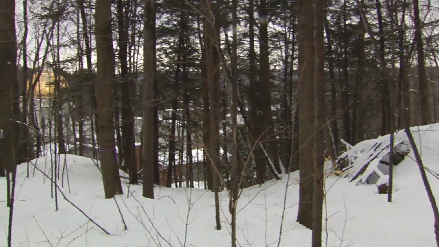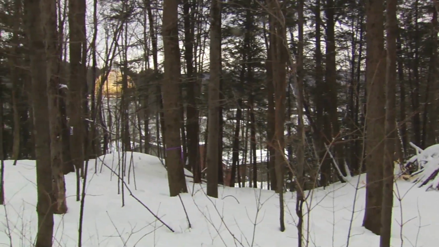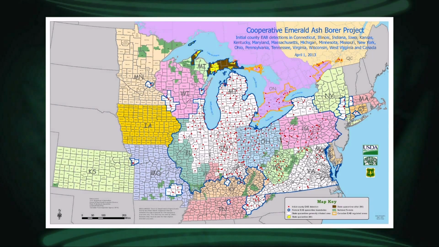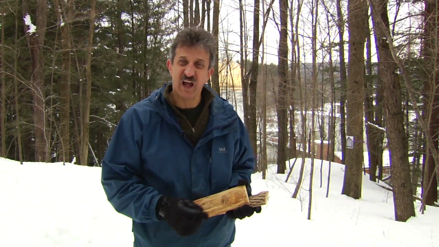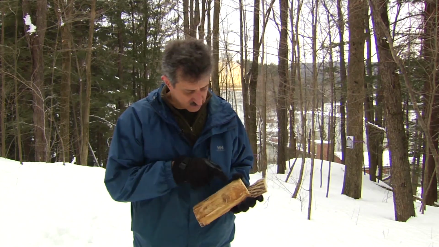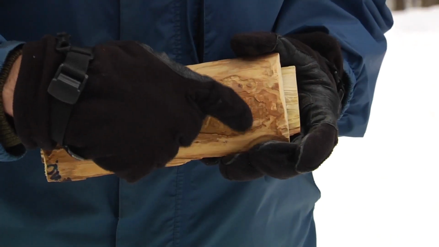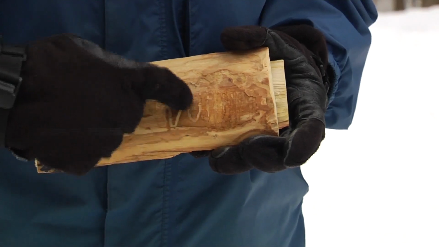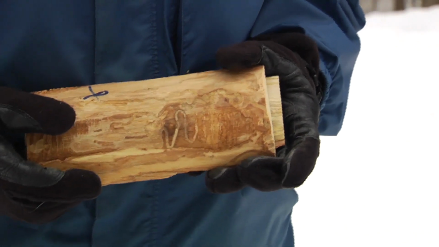When I started working on the plan, 19 states were infested. Now it's up to 22. So the emerald ash borer is on the move. The larvae create a gallery right under the bark, as you can see here, and it's a serpentine kind of gallery where they're chewing away and getting larger.